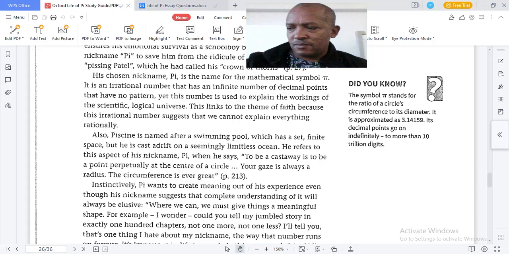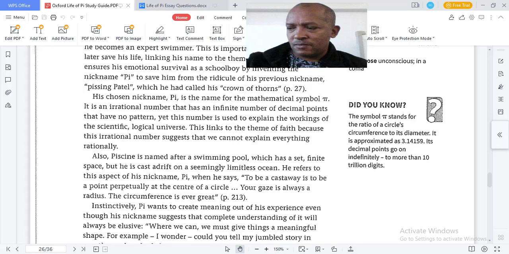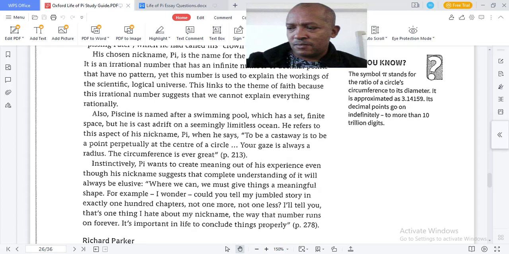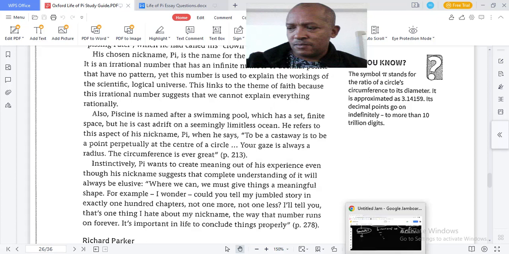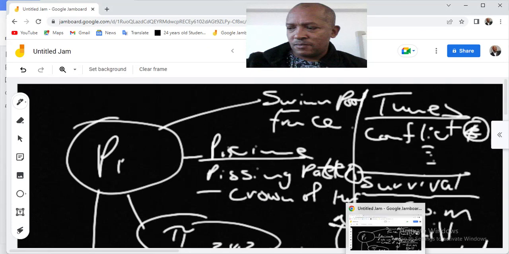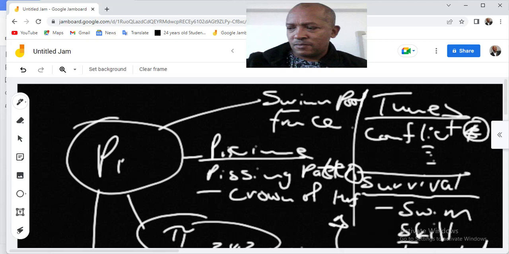He could swim well. You talk about the fact that there was the issue of survival. You talk about the issue of faith because it's irrational. Look here, your circumference is ever great. Then we're going to go back here. This links to the theme of faith because this irrational number suggests that we cannot explain everything rationally. Because the symbol here is a mathematical symbol, this is an irrational number. Can you see how many facts you already have to write on? Every single time you write on his name, we haven't even started yet, you already have all of this information. You can write an essay of 30 marks just around his name.